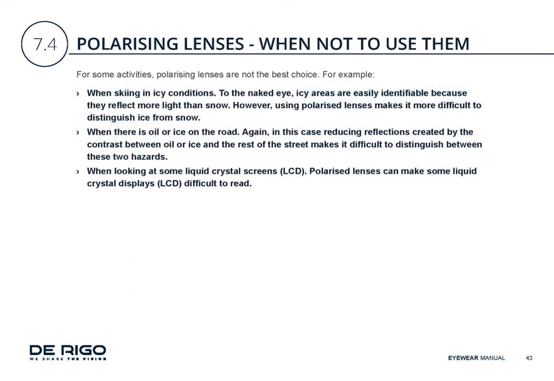Polarizing lenses, when not to use them. For some activities, polarizing lenses are not the best choice. For example, when skiing in icy conditions, to the naked eye, icy areas are easily identifiable because they reflect more light than snow. However, using polarized lenses makes it more difficult to distinguish ice from snow. The same applies when there is oil or ice on the road. Again, in this case, reducing reflections created by the contrast between oil or ice and the rest of the street makes it difficult to distinguish between these two hazards.